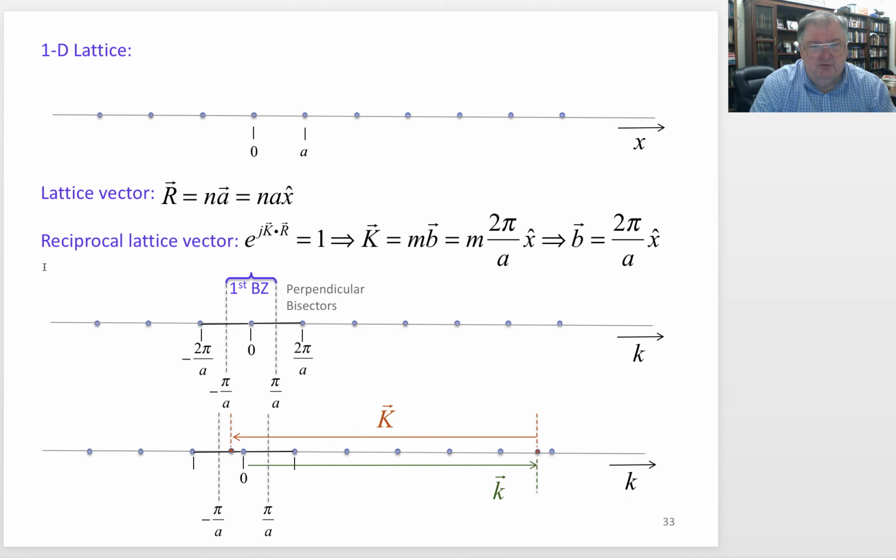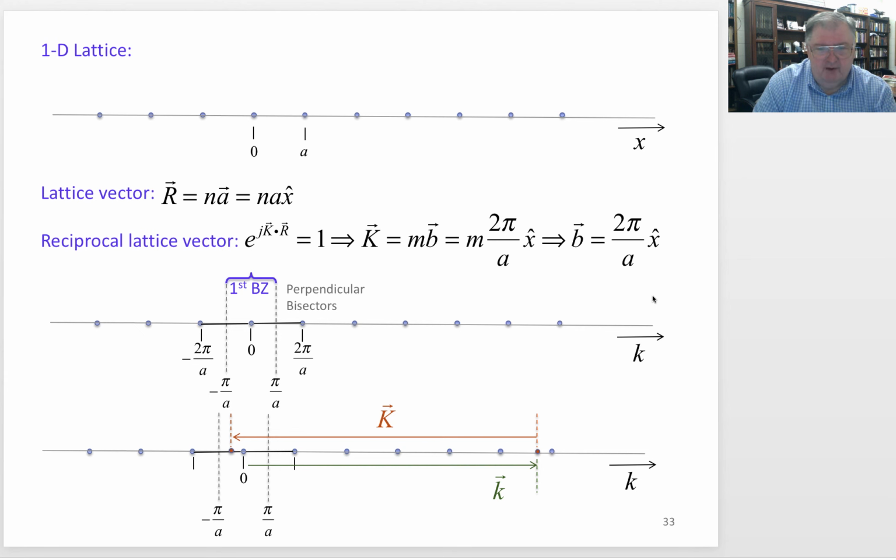Right? The reciprocal lattice vector: e to the j K dot R has to equal 1, as I'm showing here. K is an integer times the reciprocal lattice vector B. There's just one in this case. You multiply by 2 pi over the volume, but the volume in the one-dimensional crystal is just the lattice parameter a. Okay? Put in the integer, and of course it's going to have to be in the x direction again. So the reciprocal lattice vector is 2 pi over a times x. You can't get much simpler, maybe too simple, in one dimension.